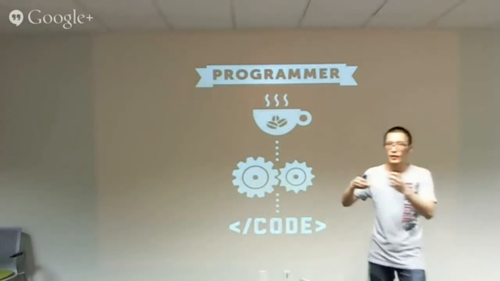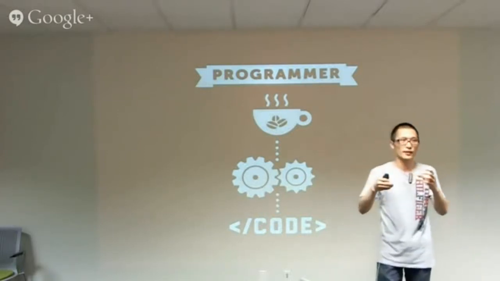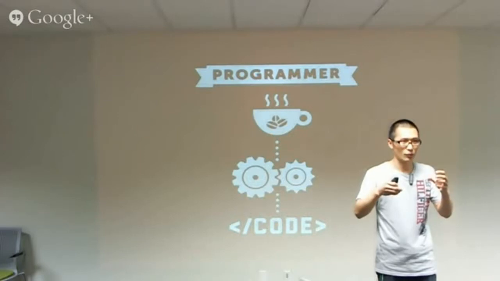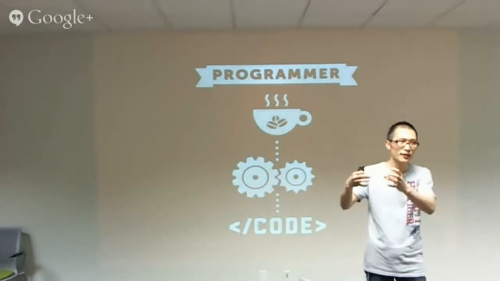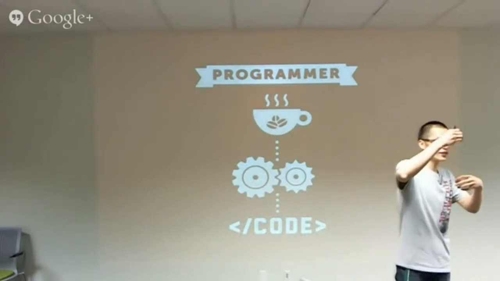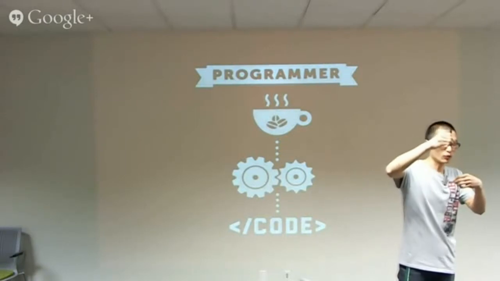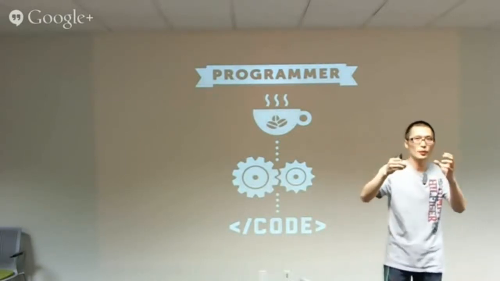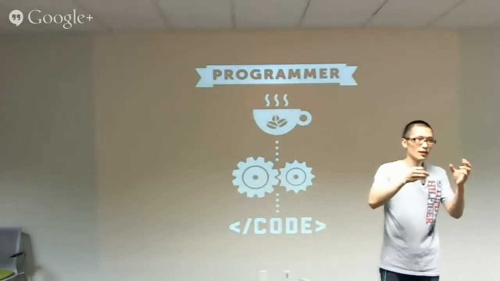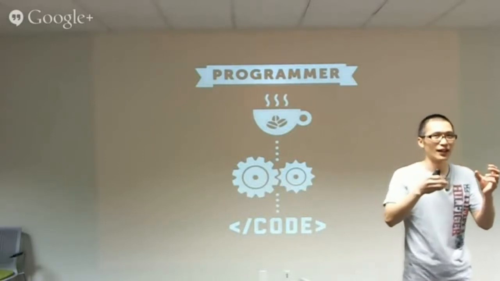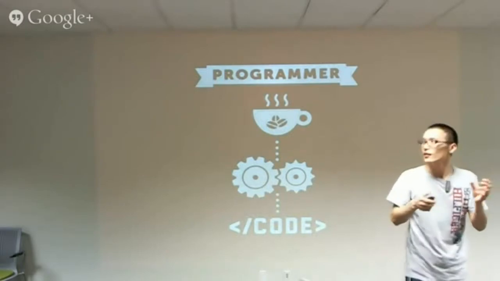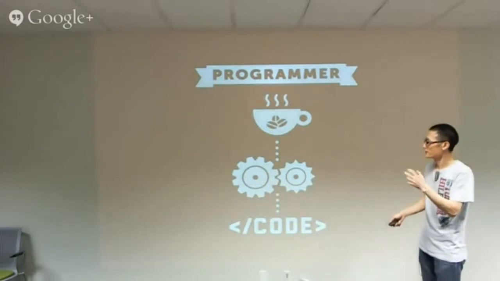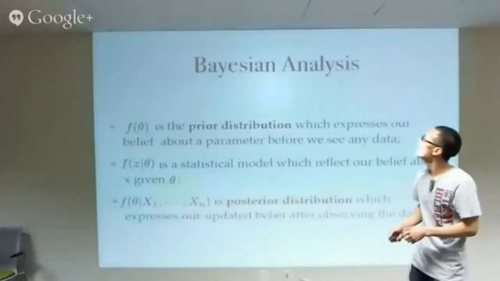So Bayesian thinking is kind of like testing the program. You find more data, then you update your belief about your program. I think this is the principle of Bayesian thinking in our daily life.